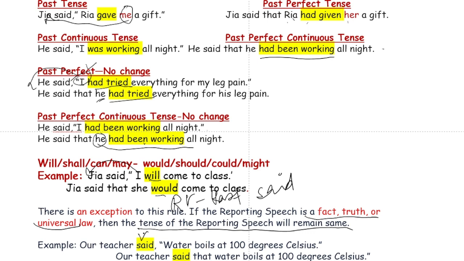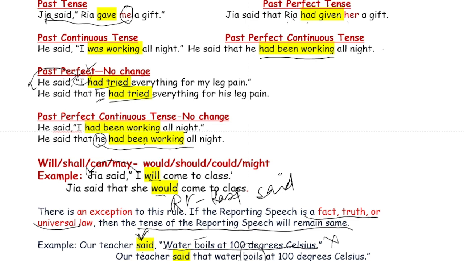Although it is said, right, what we have learned till now is that if it is said, then the tense of the reporting speech will change. But here it will not change. Why will it not change? Because this is a fact, this is a law, this is the truth, this is the universal law. Our teacher said that water boils at 100 degrees Celsius. So here the tense remains same. It will not change. I hope till here it is clear.